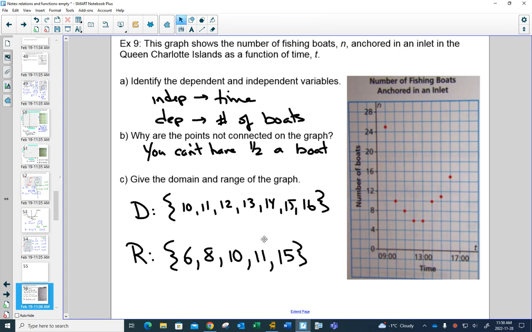Is this a function? I missed this dot way up here at 9. Yes, it is a function. Using the vertical line method, it's okay that there are two y values the same.